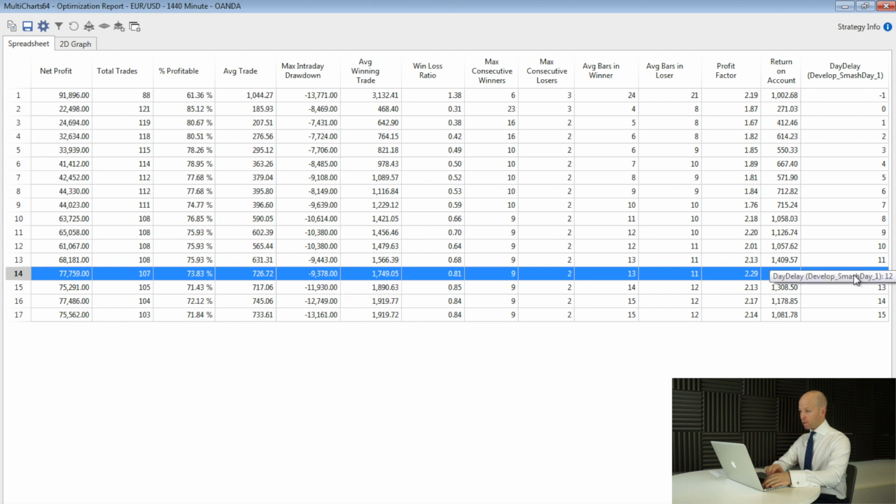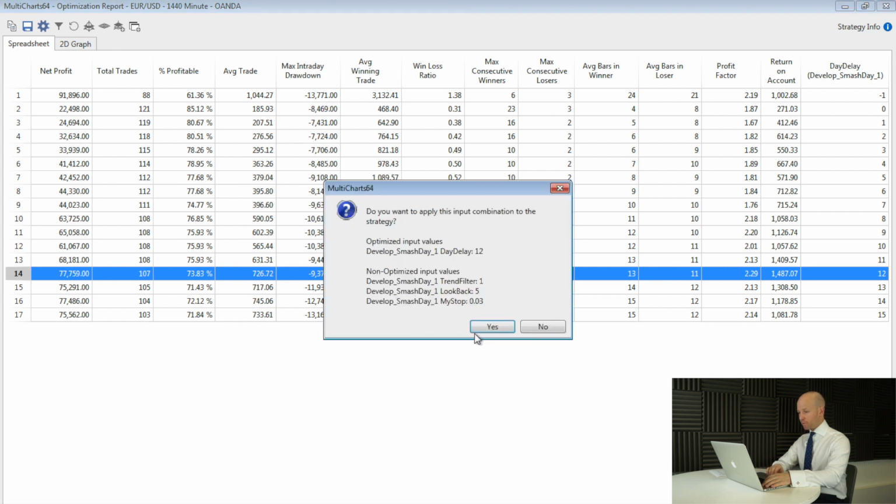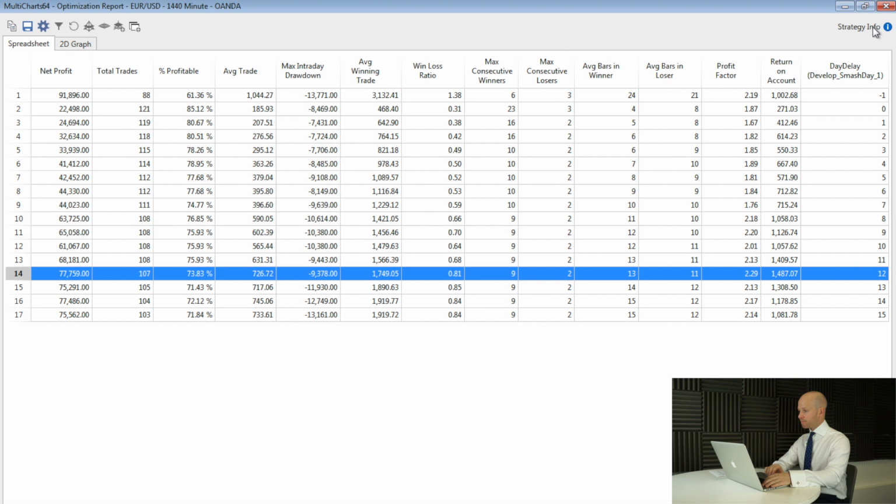Look, we're using 12 for the day delay and the first profitable close. We've only got a drawdown of just over $9,000 as opposed to nearly $14,000 not using the first profitable close exit. So let's select using the first profitable close with a 12-day delay.